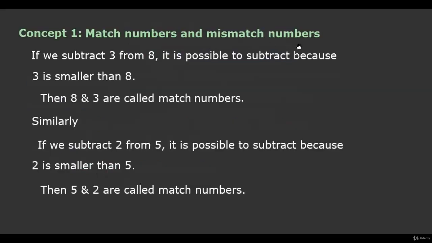Matched numbers and mismatched numbers. If we subtract 3 from 8, it is possible to subtract because 3 is smaller than 8, and the answer is 5. We are not bothered about the answer, the only thing is that 8 and 3 are matched numbers because we can subtract 3 from 8. Similarly, if we subtract 2 from 5, it is possible to subtract because 2 is smaller than 5. So these are called matched numbers.